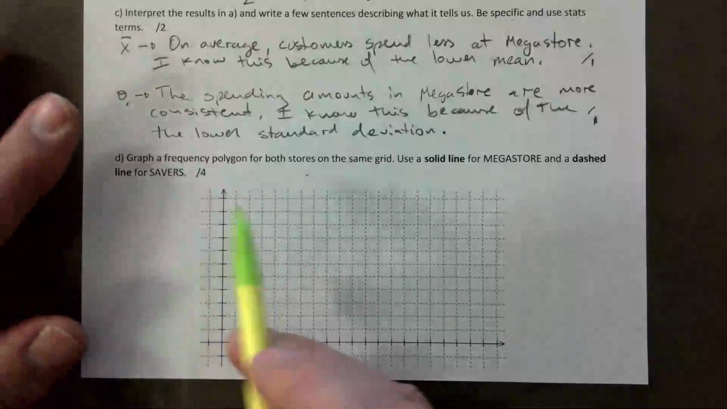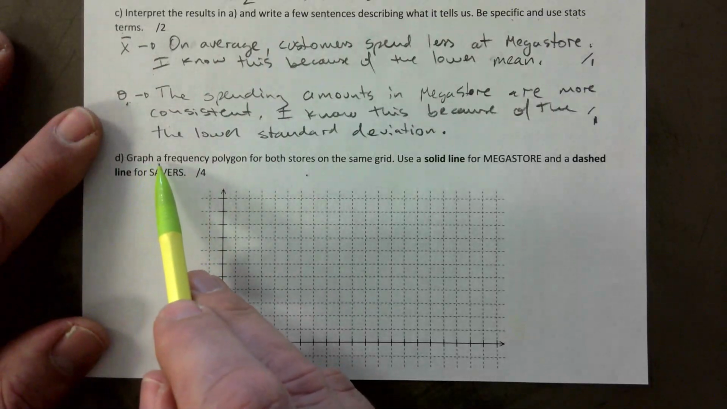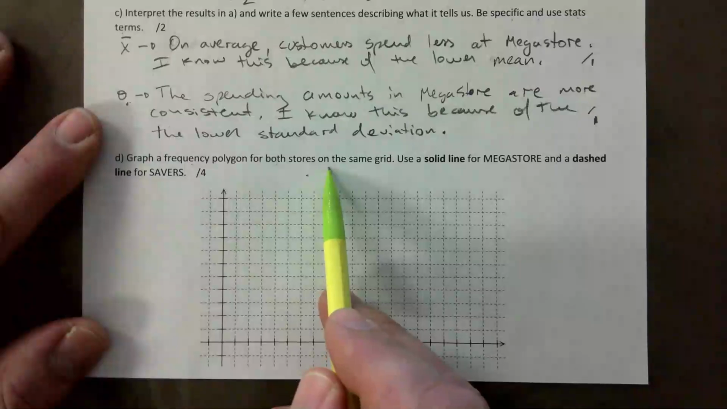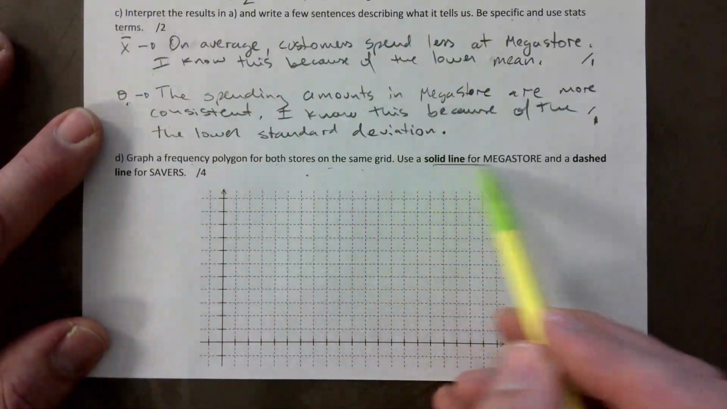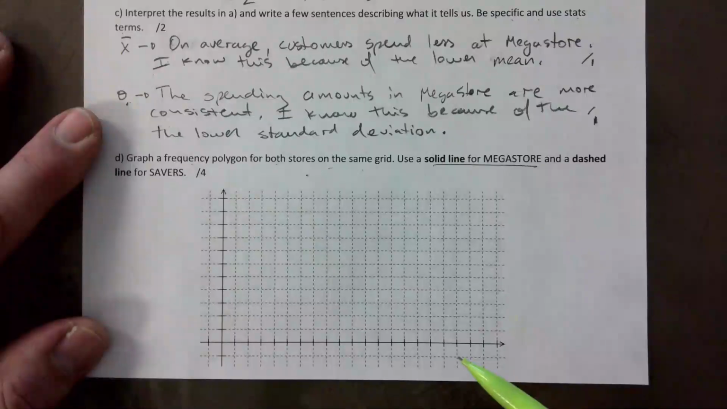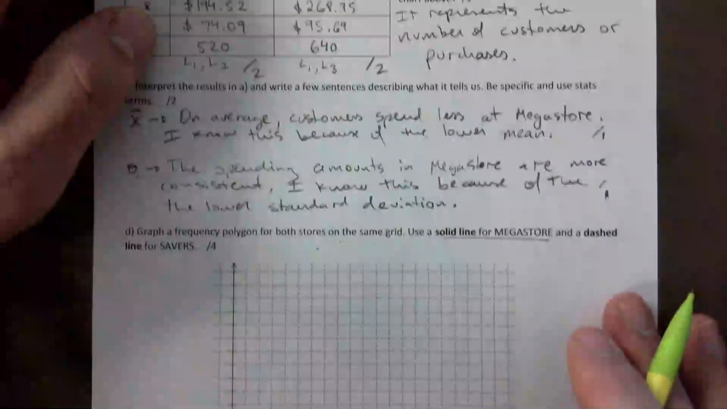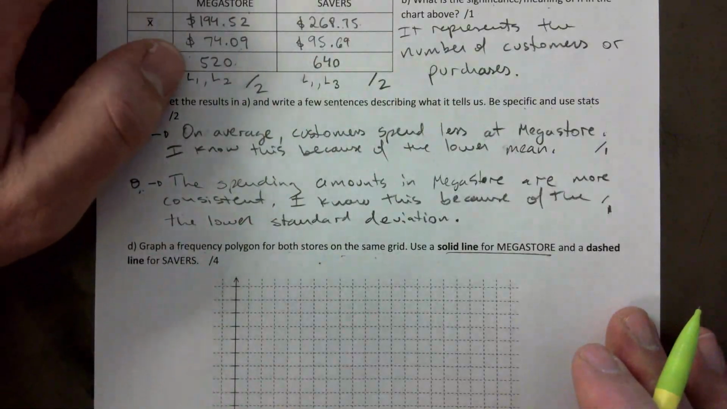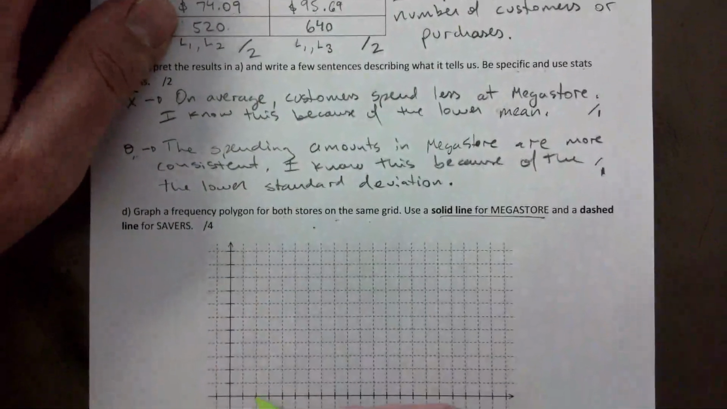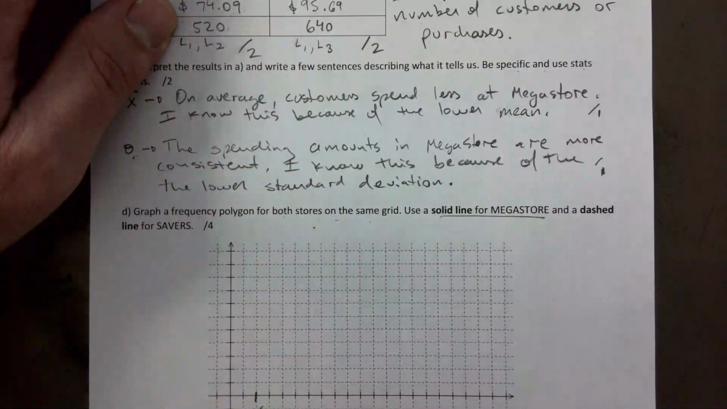Next. Yeah, I know, we're going to be tight on time. Graph frequency polygons for both stores using the same grid. Solid for Megastore, dashed for Savers. Okay, so along the x-axis, guess what I'm going to use? You can use your midpoints. Nothing wrong with that. So you can go 125, and I'm going to use maybe 2 boxes in between, 175, 2 boxes in between. Can you see that?